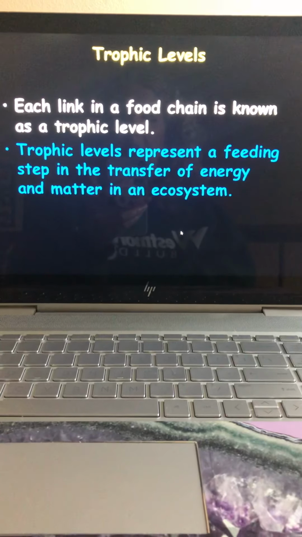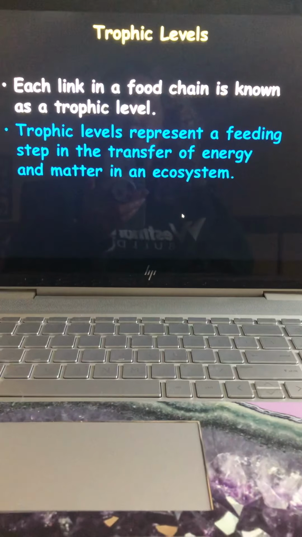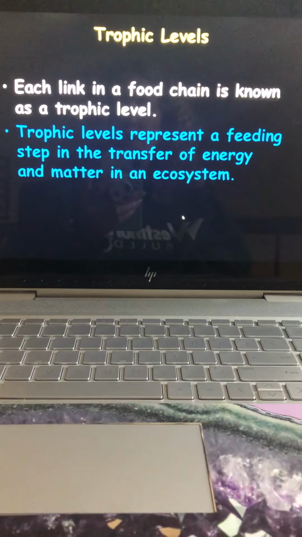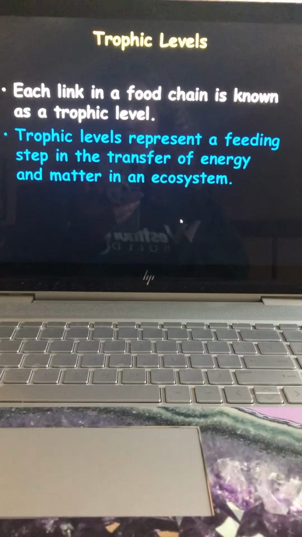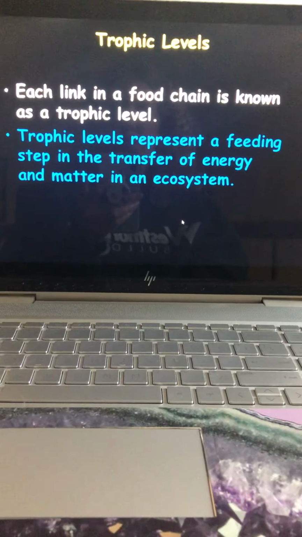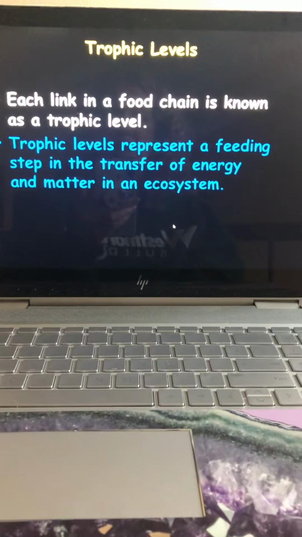Okay, today we're going to talk about food chains and food webs, and we're going to look at energy pyramid diagrams. And to start us off, we'll look at trophic levels. So when we look at a food chain, each link in a food chain is known as a trophic level. And the trophic levels represent a feeding step in the transfer of energy and matter in an ecosystem.